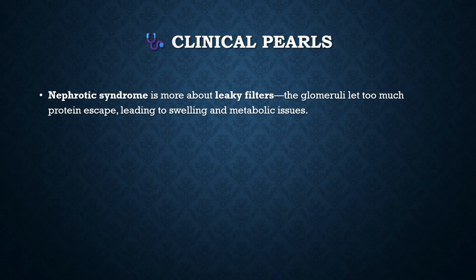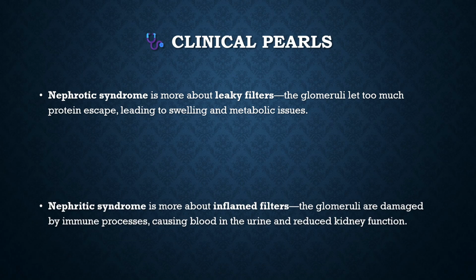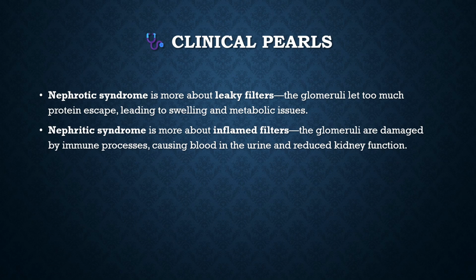So what are the clinical points? Nephrotic syndrome is more about leaky filters. The glomeruli let too much protein escape, leading to swelling and metabolic issues. On the other hand, nephritic syndrome is more about inflamed filters. The glomeruli are damaged by an immune process, causing blood in the urine and reduced kidney function.